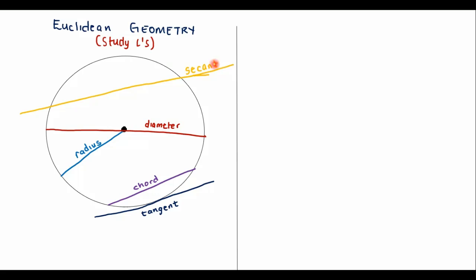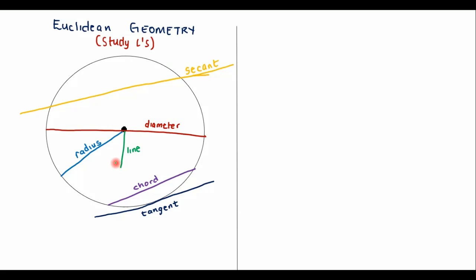So I'm going to write it there as a secant, right? And then any line that is drawn anywhere, for example, here you see I'm just drawing a line, but then now I drew this line from the center and it didn't get anywhere. So we basically call this a line because it has no meaning. So the ones that you see here are radius, diameter, chord, tangent, and secant.